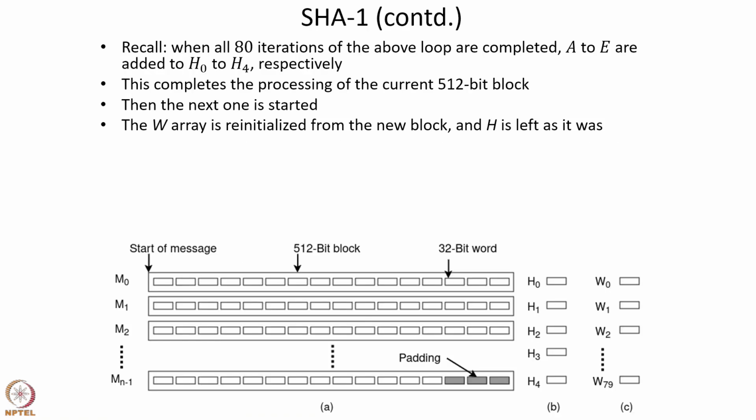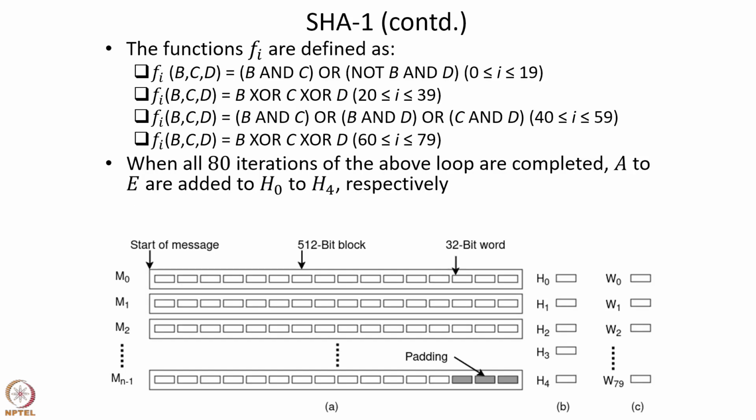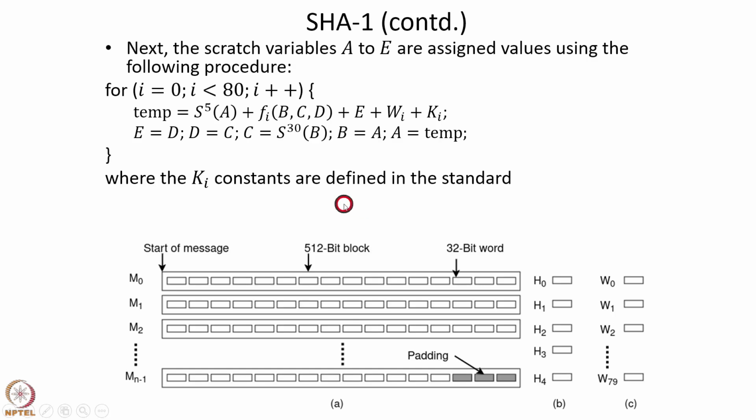For example, here, why are these functions fi chosen in these particular ways? There are many other logical operations we could have performed to get some functions. Why are these particular functions used? To ask another question, why are these particular operations performed to get temp, and then why are E to A set in this particular way? So this is not a unique mapping. There are many cryptographic hash functions which could have worked.